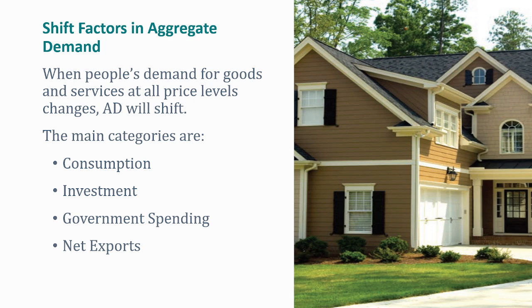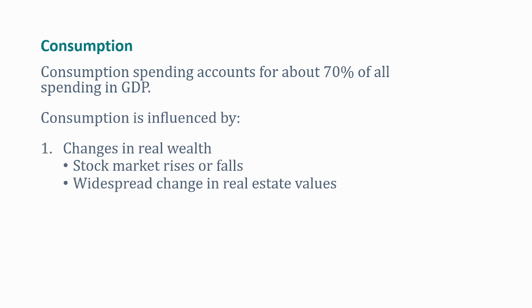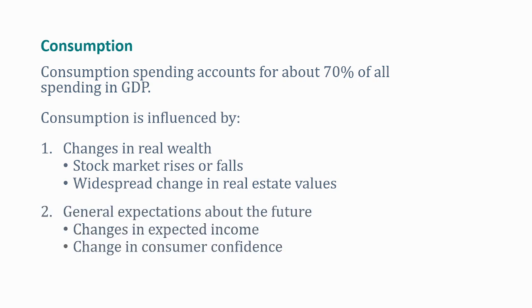The main categories are consumption, investment, government spending, and net exports. So how about consumption? Consumption spending accounts for about 70% of spending in GDP. Consumption is influenced by changes in real wealth, general expectations about the future, and changes in taxes.